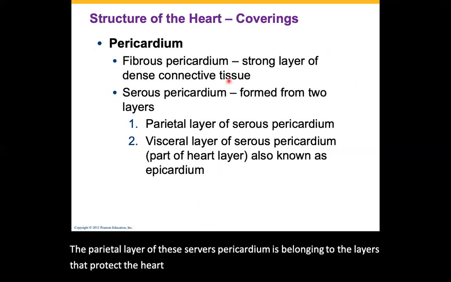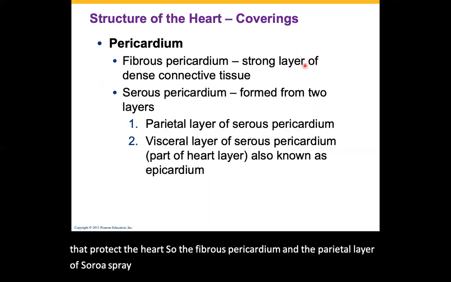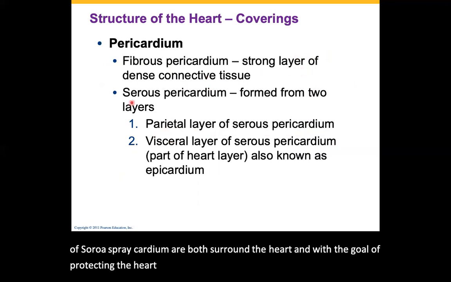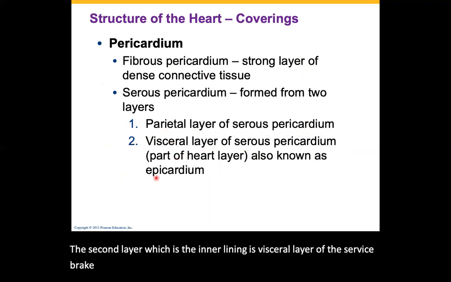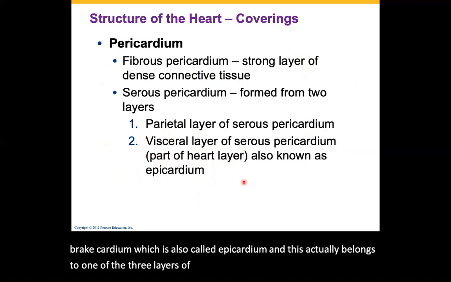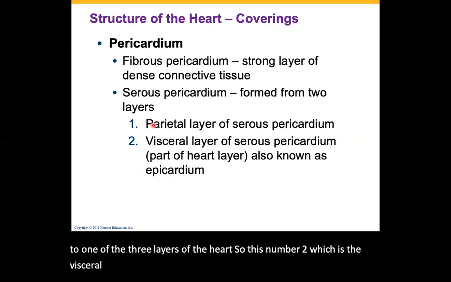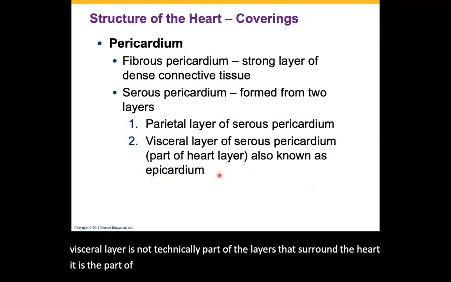So the fibrous pericardium and the parietal layer of the serous pericardium both surround the heart with the goal of protecting the heart tissue. The second layer, the inner lining, is the visceral layer of the serous pericardium, which is also called the epicardium. This actually belongs to one of the three layers of the heart. So this number 2, the visceral layer, is not technically part of the layers that surround the heart. It is part of the layers belonging to the heart itself.